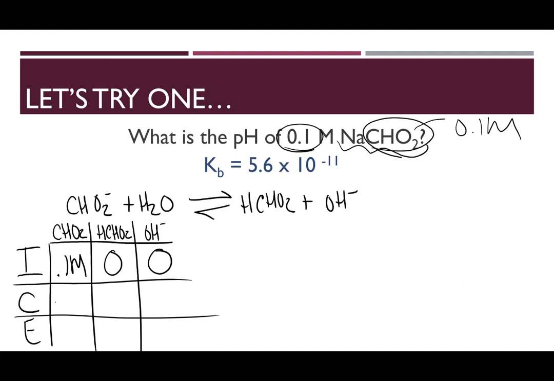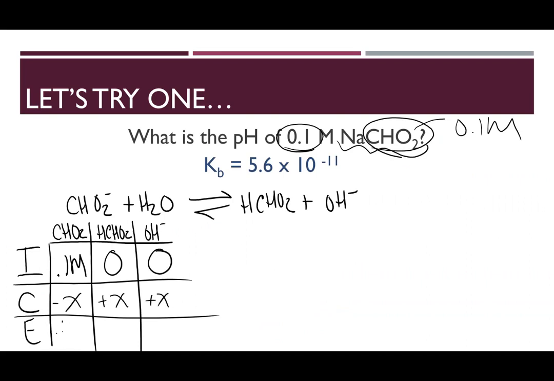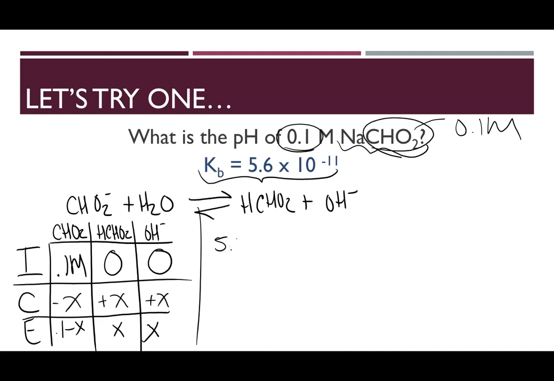So now we can fill this in. So the change, the only way for these guys to go up is to change by a positive X. This one's going to change by negative X. So we're going to have 0.1 minus X, X, and X. So then we turn to our Kb equation, and you see that I've given you the value for Kb. So 5.6 times 10 to the negative 11th. Concentration of our products, so that's X and X. Concentration of our reactants, 0.1 minus X.